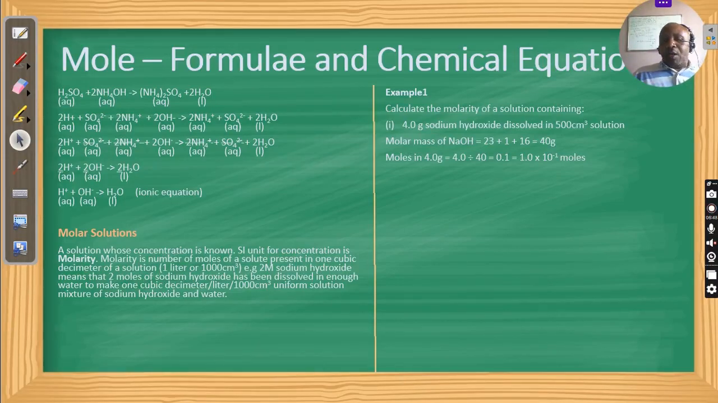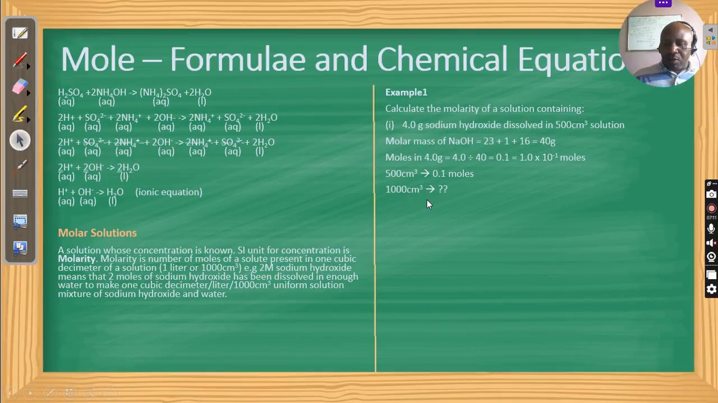This is how you do it. You divide 4 grams by 40, which is the molar mass. You get the moles to be 0.1 moles. So then you say 0.1 moles is in 500 cm³. Remember, we have been asked about 4 grams dissolved in 500 cm³. So 500 cm³ gives you 0.1 moles.